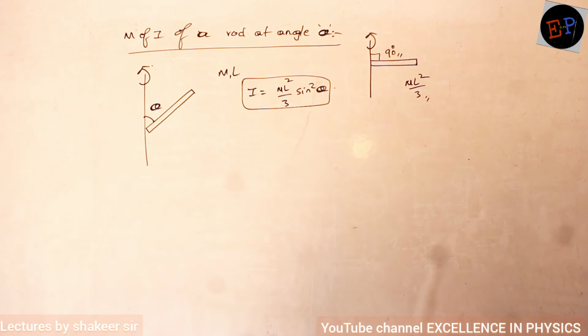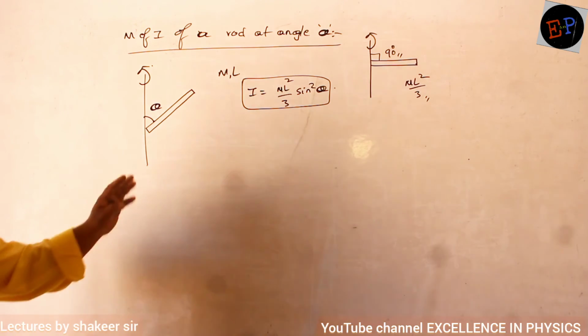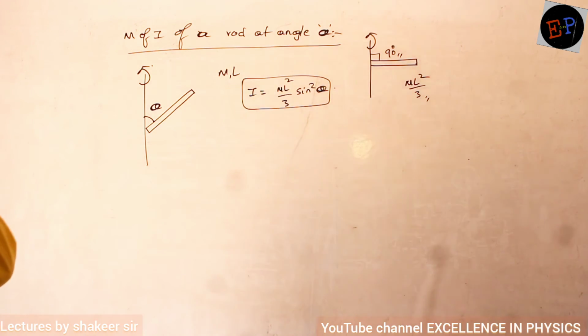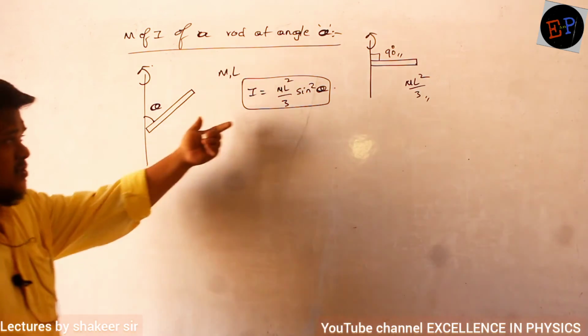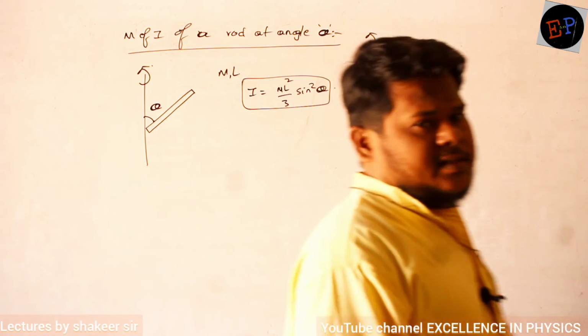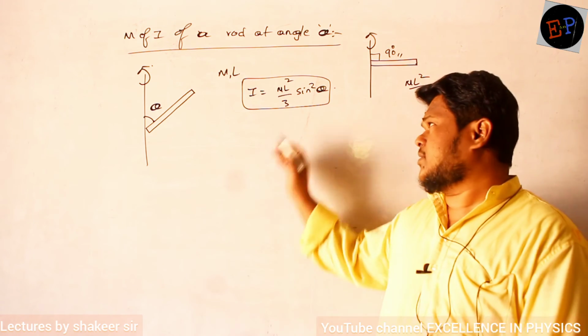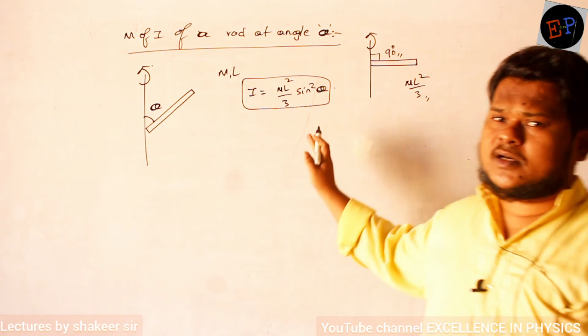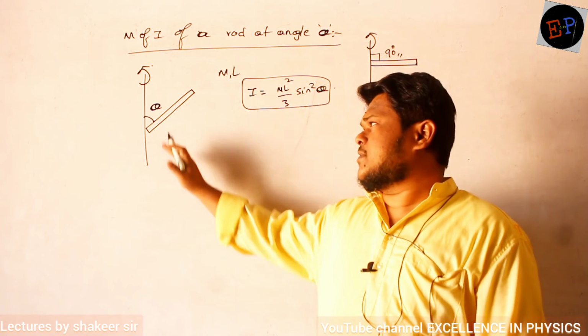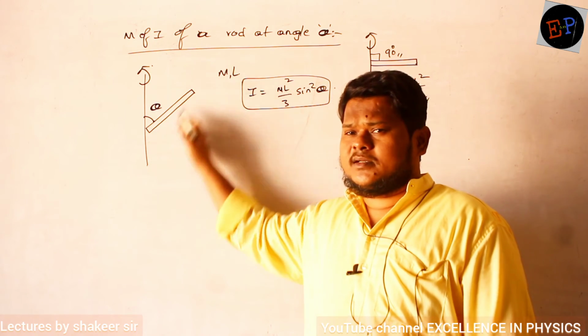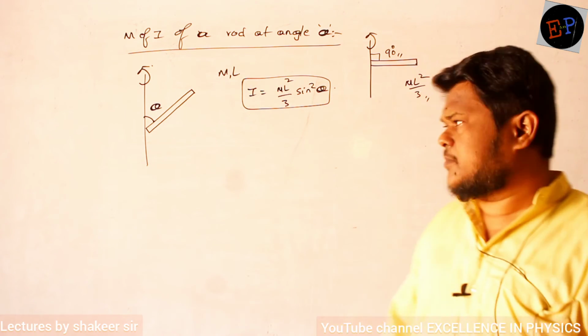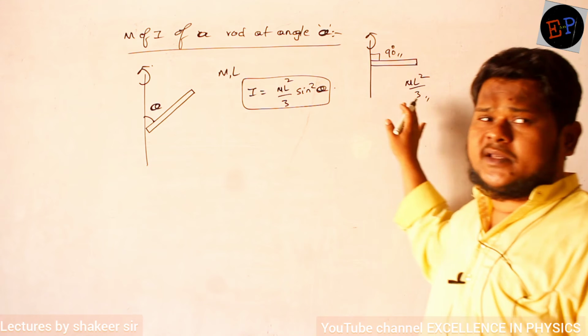Are you able to understand? There is some derivation also if you want to do it, but I don't think it is necessary. Just remember this relation: I equals ml square by 3 sine square alpha. And what is the alpha value here? Alpha is the angle between the axis and the length of the rod. This relation you can apply here also.